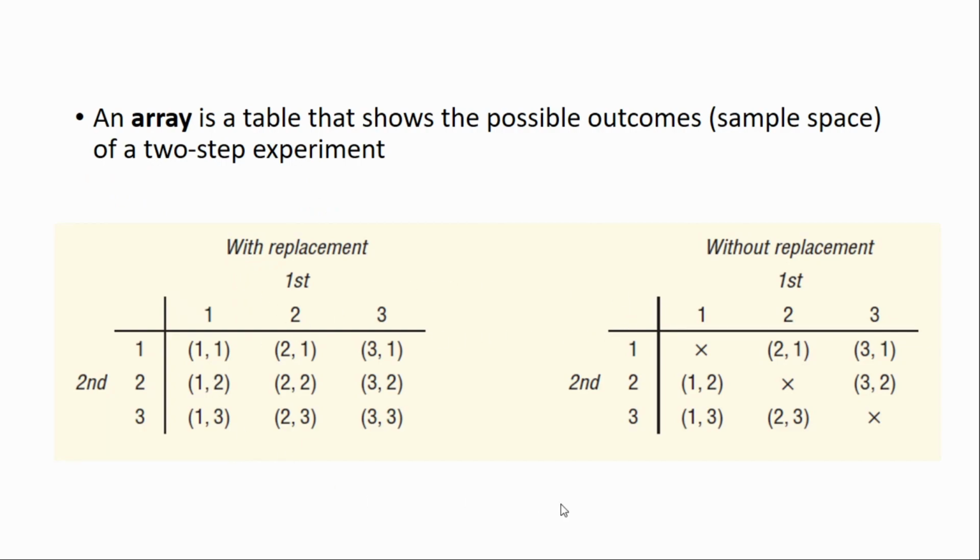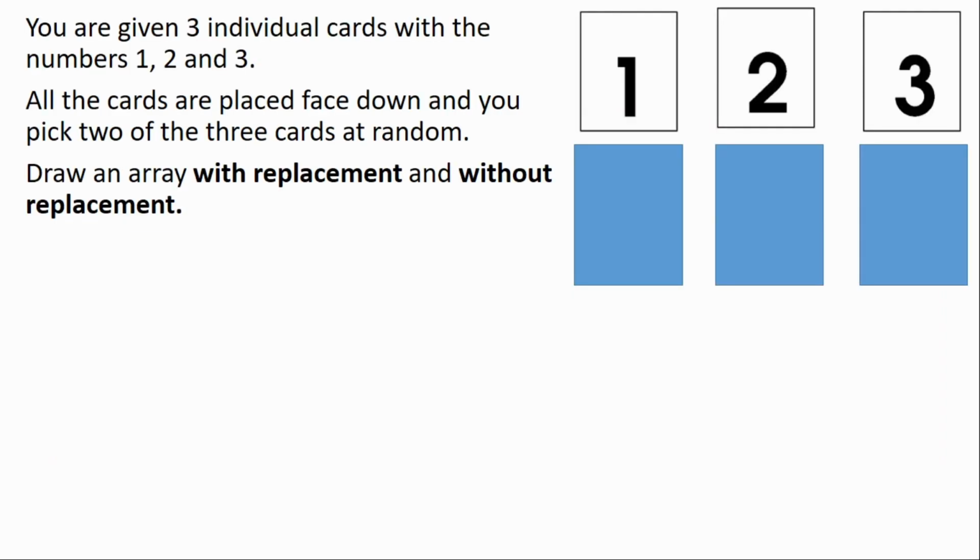Alright, so an array looks something like this, and it is a table that shows the possible outcomes or the sample space of a two-step experiment. But before I go into the key features of an array and how to create or use one, I just want to go through what with and without replacement means, as you can see over here. Let's start off by going through a sample scenario.